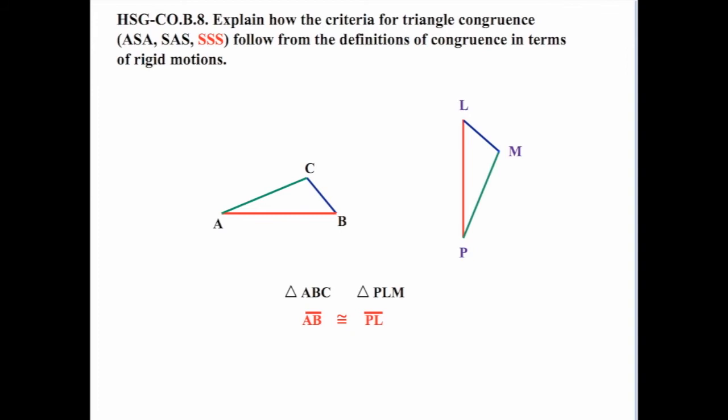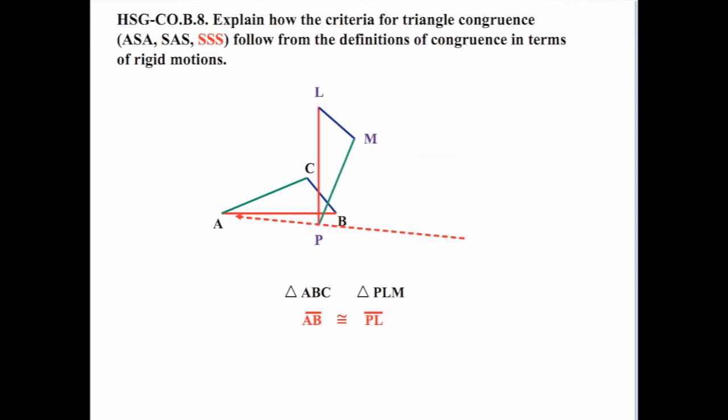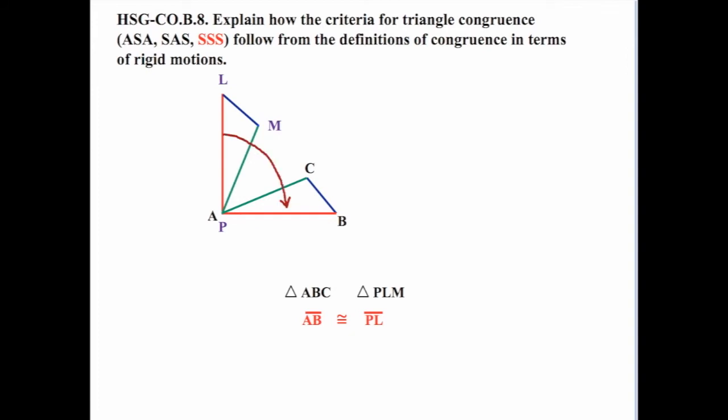So let's start off with our first pair of segments AB and PL. Again, different ways to go about this, but let's go ahead and slide one triangle over to where endpoints P and A coincide. So let's slide it over. Okay, so now we have endpoints A and P overlapping, but we don't have the segments overlapping, so we need to do a rotation. So let's rotate it clockwise. Okay, so now we're at the point where we've got the first pair of sides overlapping, AB and PL.